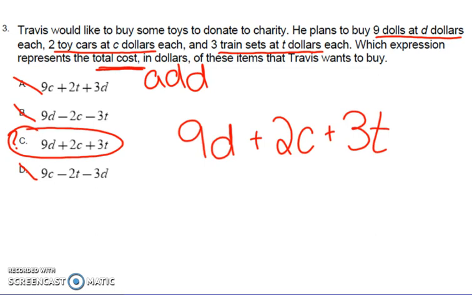And if we look at the problem, 9 is grouped with D, and then we have our comma. So again, that tells you that they're grouped together when it comes to the word problem.